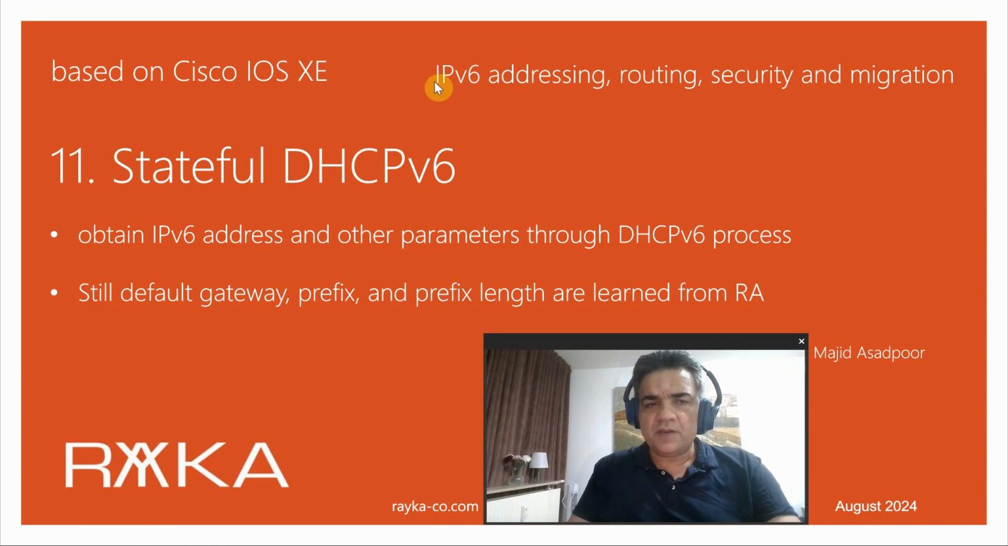In the previous lessons, we have already discussed and demonstrated a SLAAC process and also a stateless DHCP version 6. In this section, we are going to focus on a stateful DHCP version 6, in which endpoints obtain IPv6 address and other parameters through DHCP version 6 process. It's important to notice that even if we have a DHCP version 6 server in the network, default gateway, prefix, and prefix lengths are learned through router advertisement.